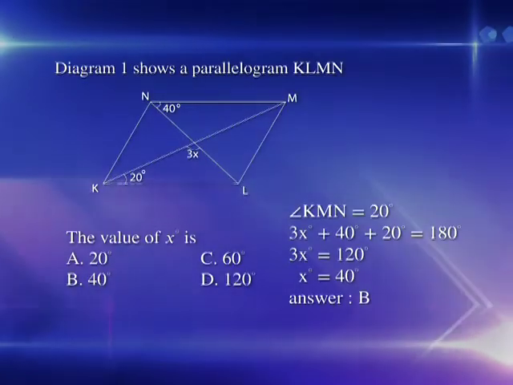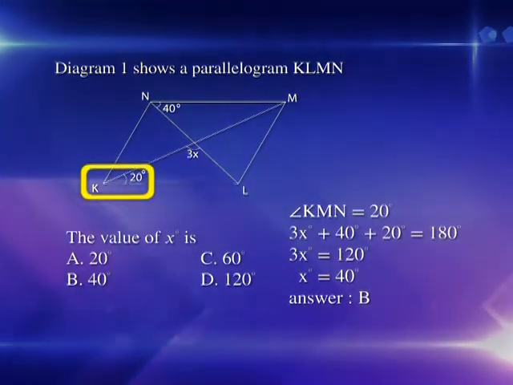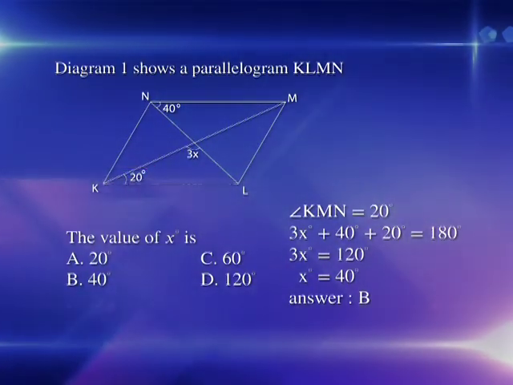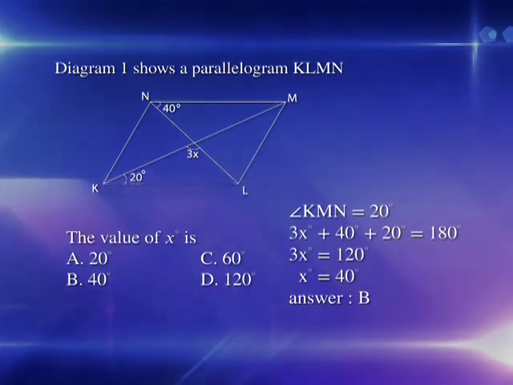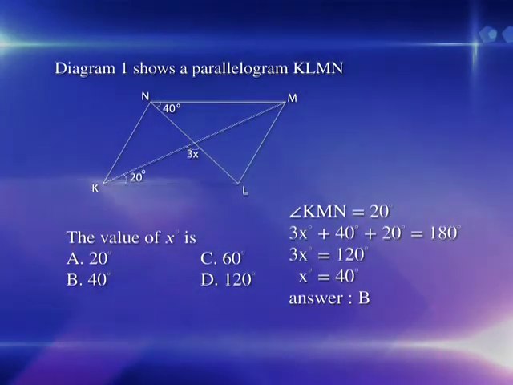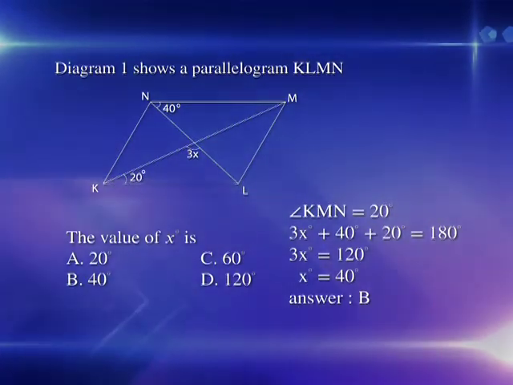From the diagram, angle KMN equals 20 degrees. Angles in a triangle add up to 180 degrees. So, 3x degrees plus 40 degrees plus 20 degrees equals 180 degrees. Simplify to get x degrees equals 40. The answer is B.